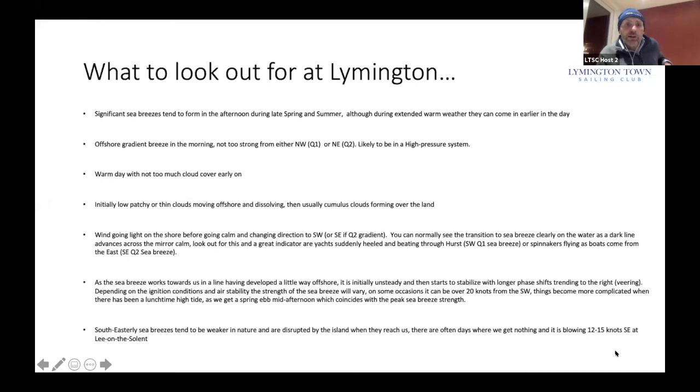What the other telltale is, again, if you stood on Milford Cliffs for this, is that you'll see the wind going light. If you're looking down on it, you would see the wind going light on the shore and going calm before it changes direction, and you'll see a line coming in from afar.